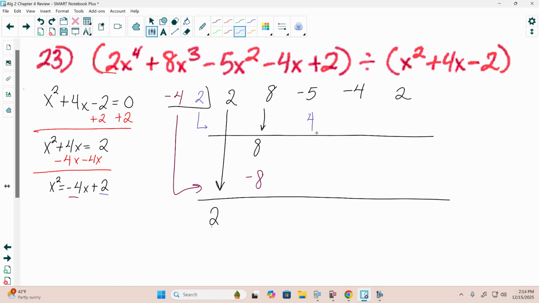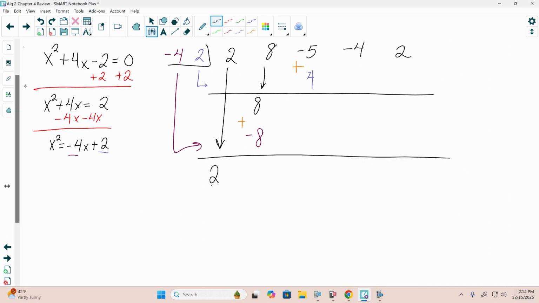And at this point here, we're going to add. So we're going to have to add the 8 and negative 8. And our 8 plus negative 8 is 0. Our other spot we're adding is the negative 5 plus 4. And negative 5 plus 4 is negative 1.